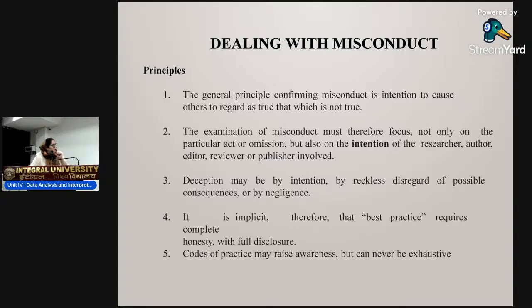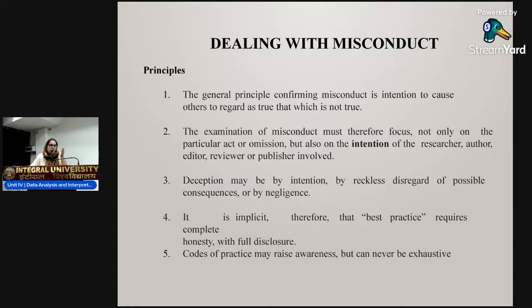Dealing with misconduct. The general principle confirming misconduct is intention to cause others to regard as true what is not true. Okay. So firstly, if an allegation has been made, what will the IAP do? The allegation has to be in writing, मतलब anonymous नहीं होना चाहिए, isn't it? So the पहला rule है, anonymous allegation नहीं होना चाहिए. The person who is putting the complaint has to name himself or herself, right? And then the committee would try to see whether this error was honest or not, right?